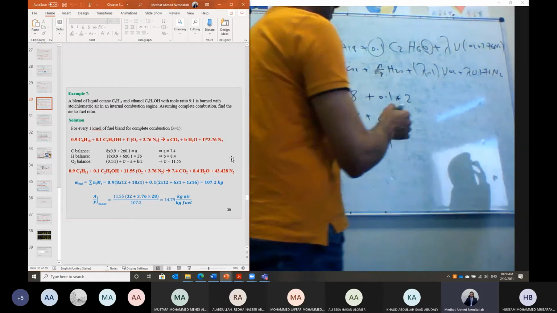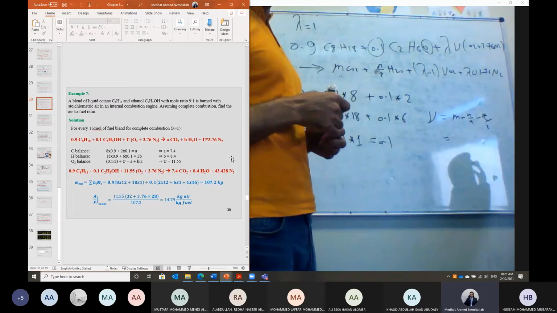And the gamma, which we need in the equation, will equal M plus N over 4 minus Z over 2. In this case, we can just calculate this value. It will be 0.9 multiplied by 8 plus 0.1 multiplied by 2. And we have calculated N and we have Z. If you calculate M plus N over 4 minus Z over 2, it should equal 11.5. So gamma is equal to 11.5 in this case.